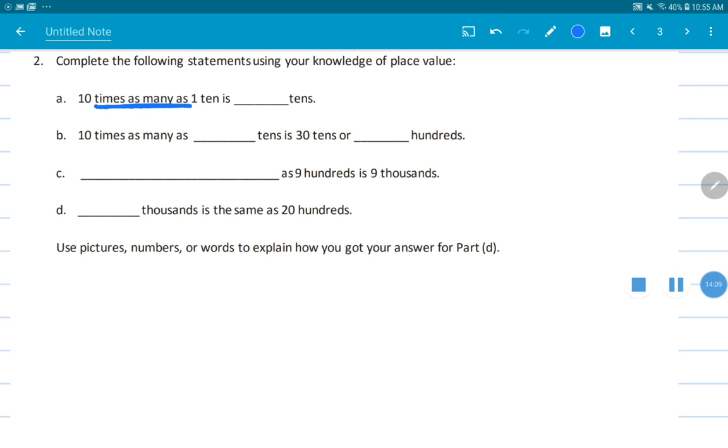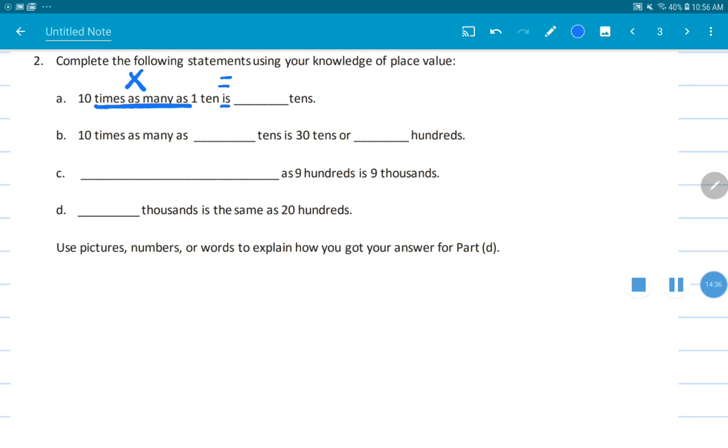What math symbol could I replace the underlined words with? Jacob? Yeah, just a multiplication symbol. So I've got 10 times 110 is... 10. Yeah, so what could we replace this word "is" with? What math symbol could we use? The equal sign. The equal sign.